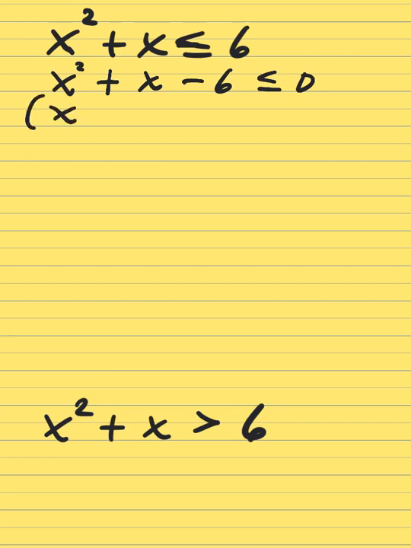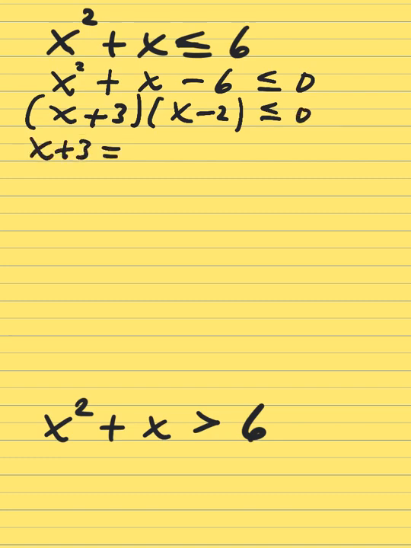We can factor with a positive 3 and a negative 2. Setting each factor equal to 0, and again, this is just to get the location of the x-intercepts. We're going to get negative 3 for one of them, positive 2 for the other. Again, the x squared term is positive, so our graph will open upward, crossing the x-axis at negative 3 and positive 2. Let's sketch that in there.